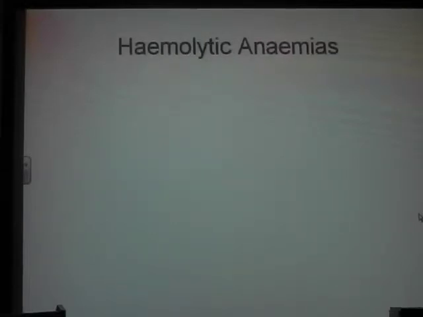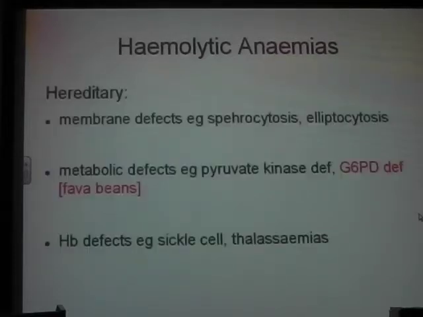Okay, so we're doing really well. We've covered microcytic, macrocytic. Let's have a look at haemolytic anemias. So I've broken them down into some categories. There are hereditary causes, basically anything that makes your red blood cells more fragile and more vulnerable. So anything that affects the membrane, anything that affects their metabolism, and anything that affects the hemoglobin. If you break it down like that, we've got quite a few.